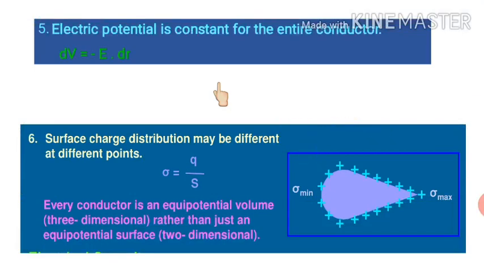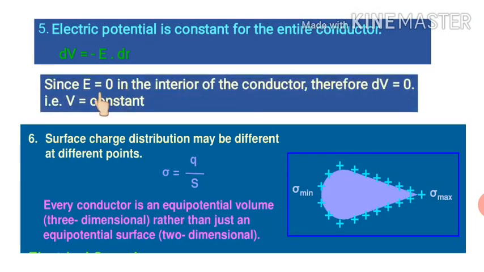We know this thing, dV equals minus E dot dr, or E equals minus dV upon dr. So E equals 0 means dV equals 0, or V equals constant. So electric potential is constant for the entire conductor.